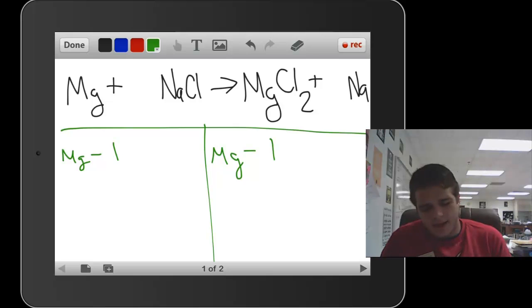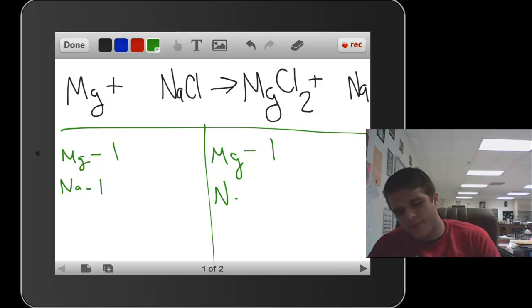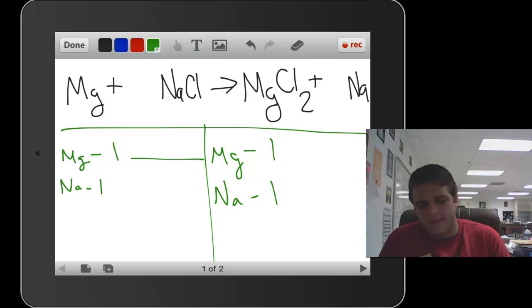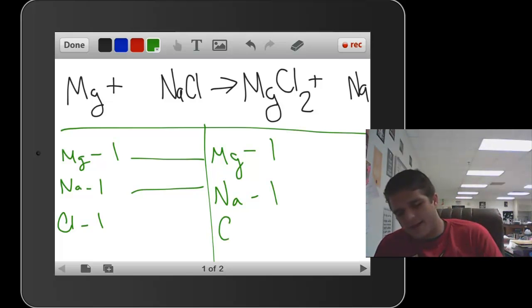Let's take a look at sodium, Na. How many Nas do we have on the left? It would appear as if we have 1 on the left, correct? Now how about on the right? Again, we have 1. So these are looking balanced. Now, the last one is where things are going to get kind of fishy for us. Let's look at chlorine, Cl. How many chlorines do we have on the left? We have 1. How many chlorines do we have on the right?